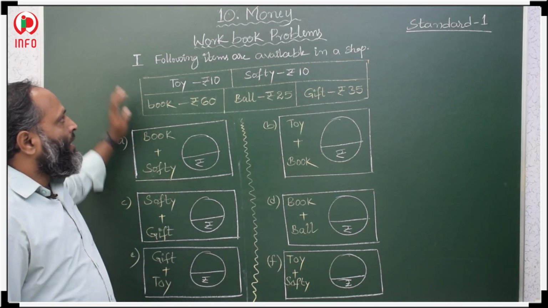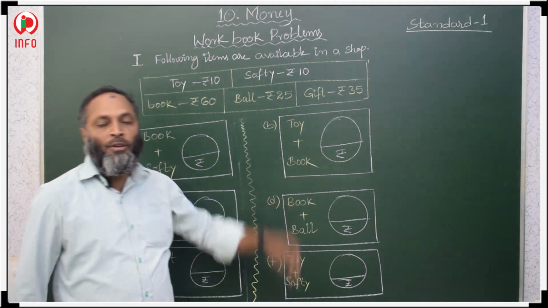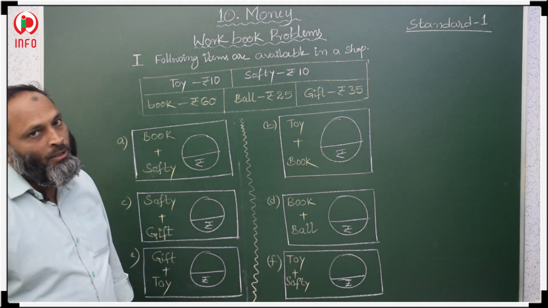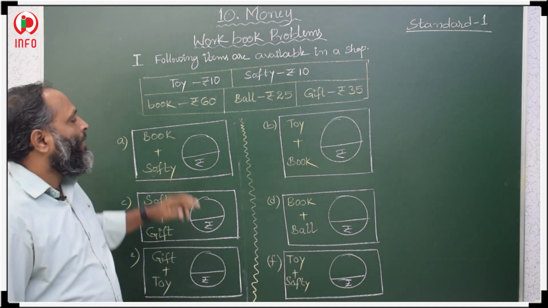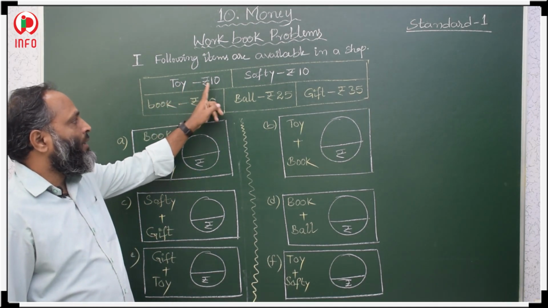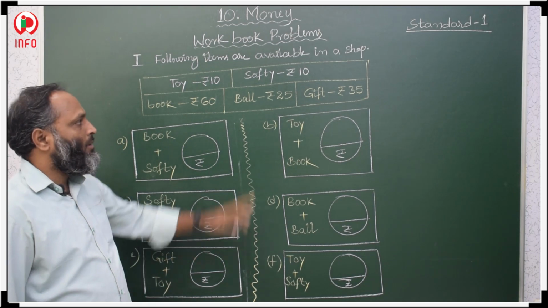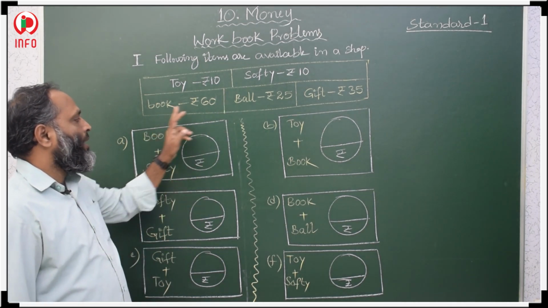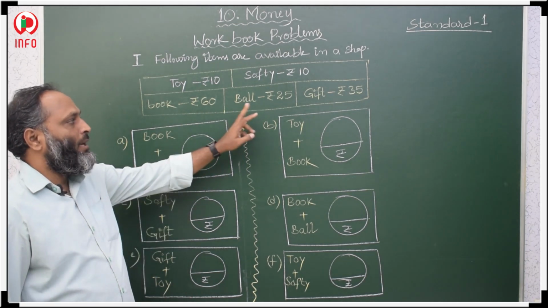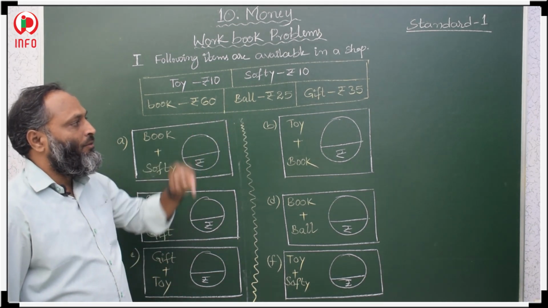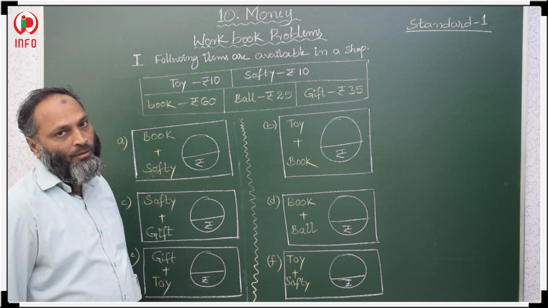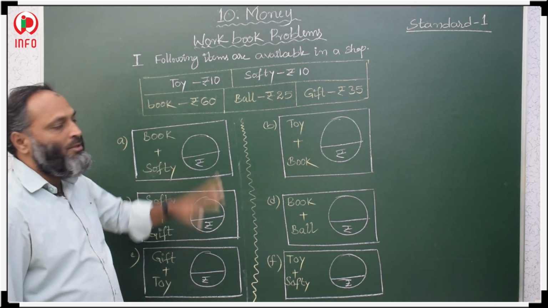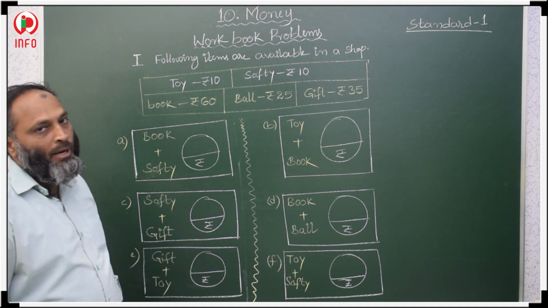Yes, now students, see here in workbook problems. Now we are going to do workbook problems. In this, the toy price is given as 10 rupees, the softy price is 10 rupees, the book price is 60 rupees, the ball price is 25 rupees, and the gift price is 35. All five items' prices are given.